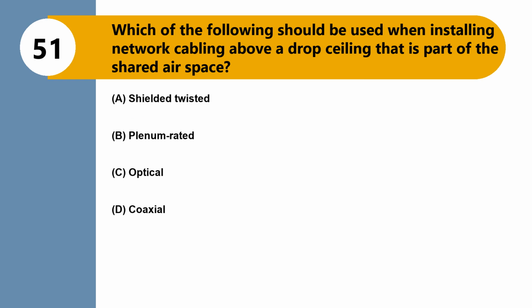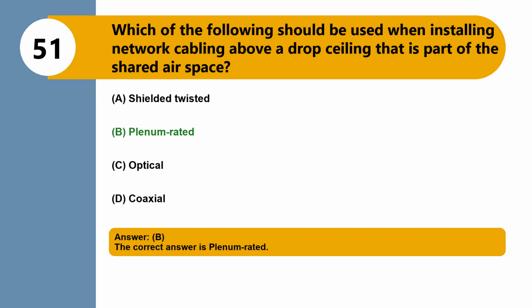Question 51. Which of the following should be used when installing network cabling above a drop ceiling that is part of the shared airspace? Option A, shielded twisted. Option B, plenum rated. Option C, optical. Option D, coaxial. The correct answer is option B, plenum rated.